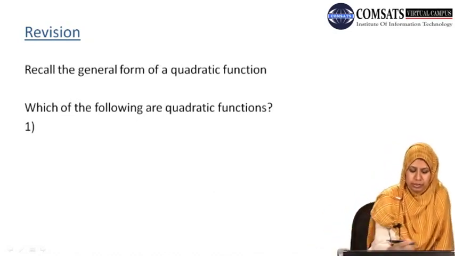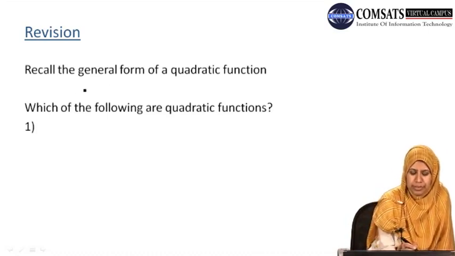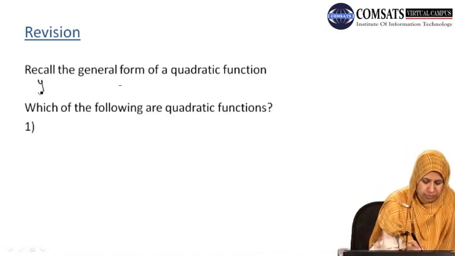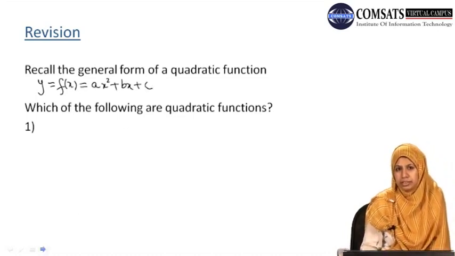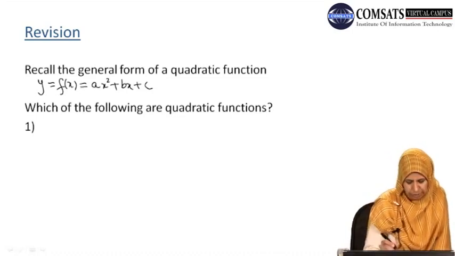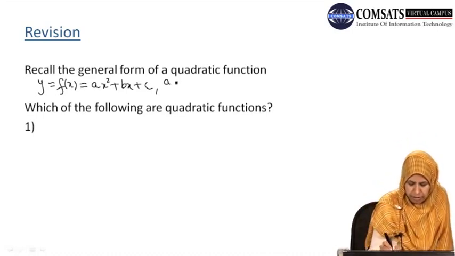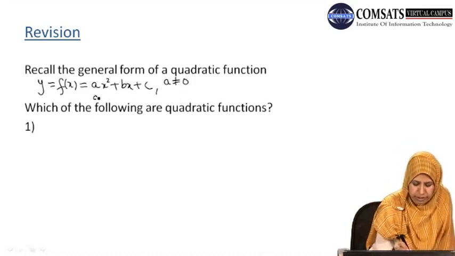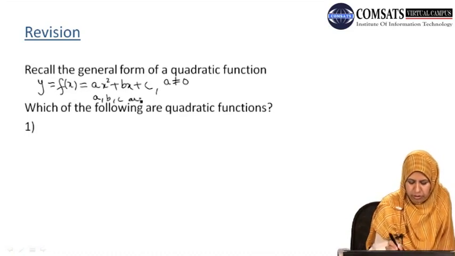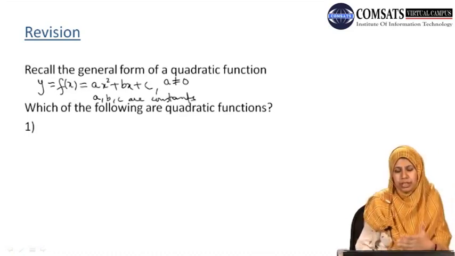By now all of you should remember the general form of the quadratic equation, which is y equals f of x equals ax square plus bx plus c. Is this all, or do we need some condition? Definitely we need the condition that a is different from 0, and a, b and c are constants. Let's have a look at some functions of second degree and identify which of the given functions are quadratic functions or not.